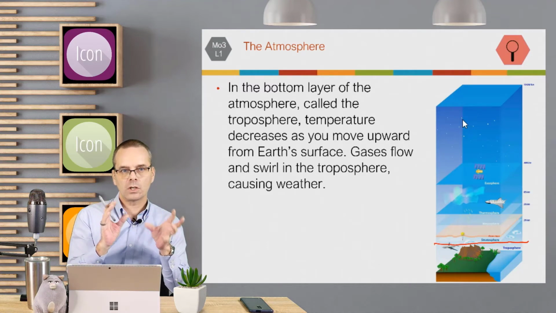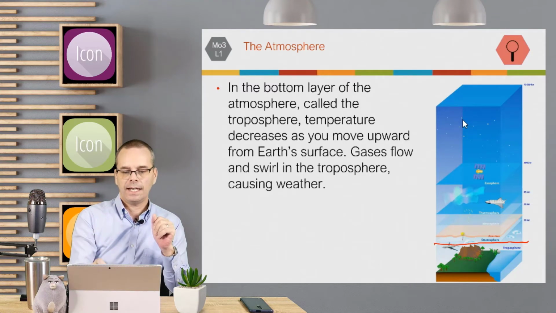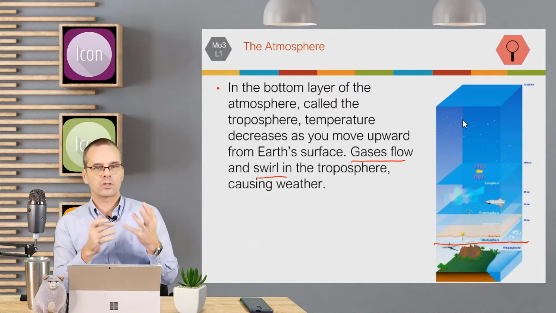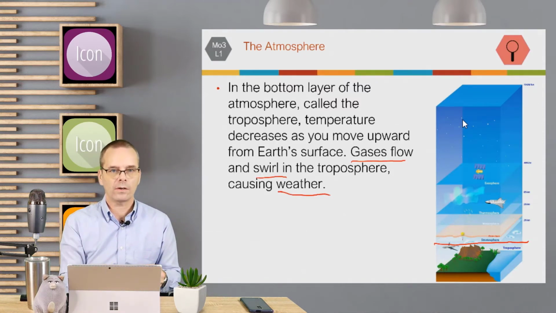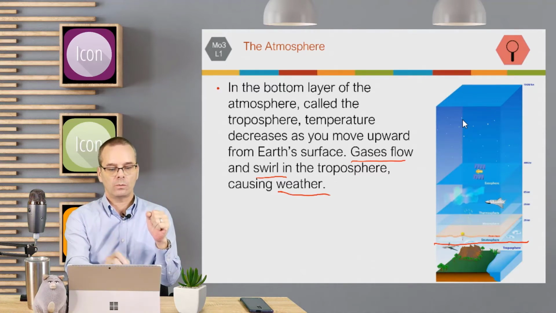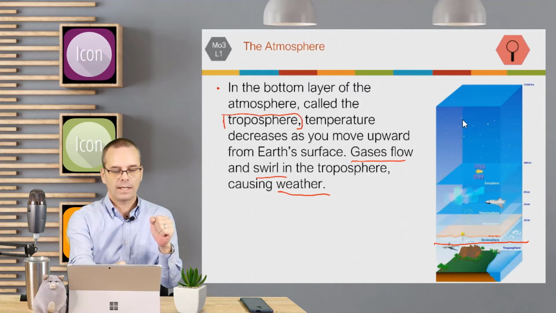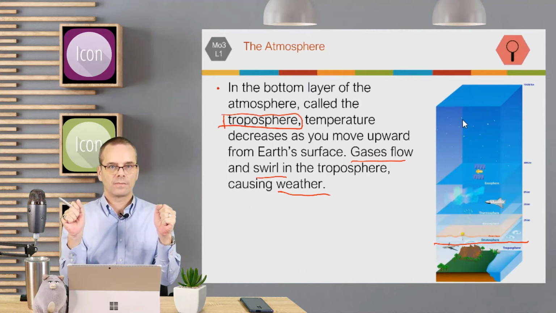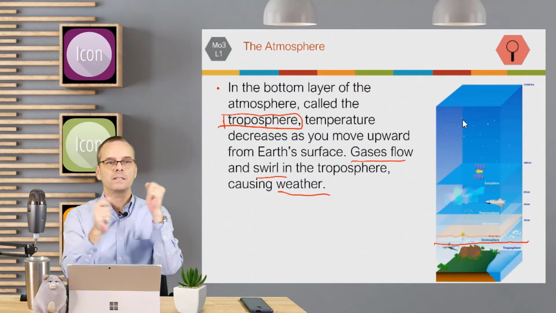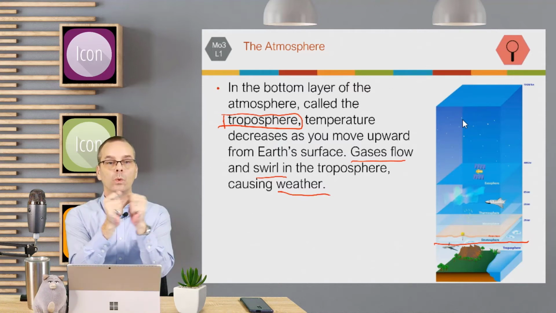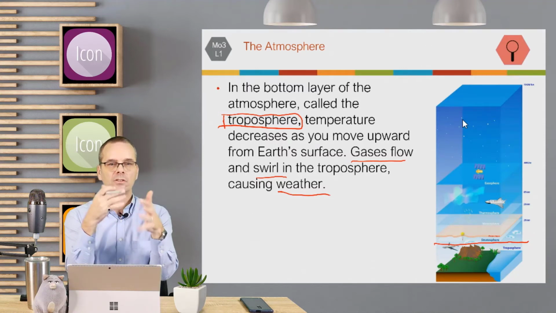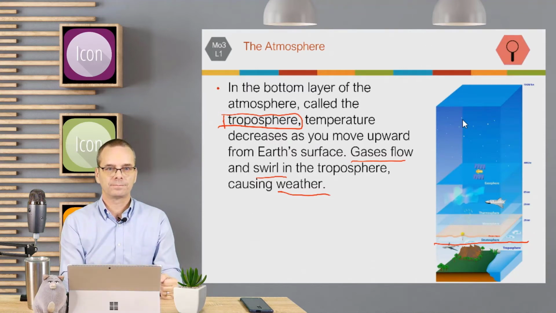But there are also different temperatures. And the gases flow and swirl, and this causes our weather. Because you have all these different gases in the troposphere, which is where we are, right? And they're different temperatures. So they're swirling around, and weather is caused by this movement and when they connect with each other. When all these different temperatures hit, it starts causing our weather.